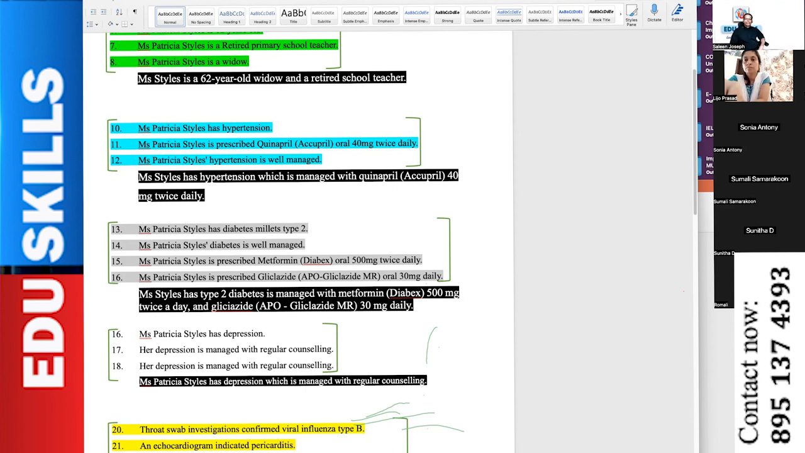Ms. Patricia Styles has hypertension. She is prescribed quinapril oral 40 mg twice daily. And her hypertension is well managed. Compound sentence: Ms. Styles has hypertension, which is managed with quinapril 40 mg twice daily. These three simple sentences are transformed or converted into a compound sentence.